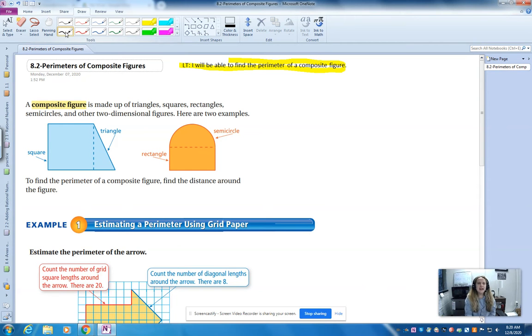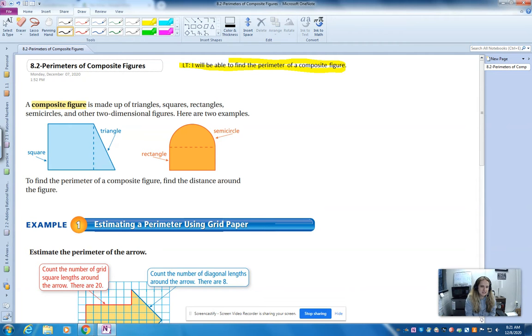First, let's define what a composite figure is in your notebook. Would you please pause it and write this definition down? A composite figure is made up of triangles, squares, rectangles, semicircles, and other two-dimensional figures. In easier terms, a composite figure is just made up of a bunch of different shapes, okay? It's not your typical circle, square, triangle.